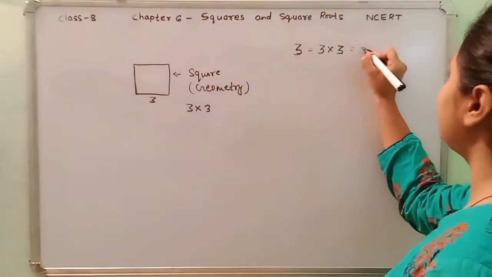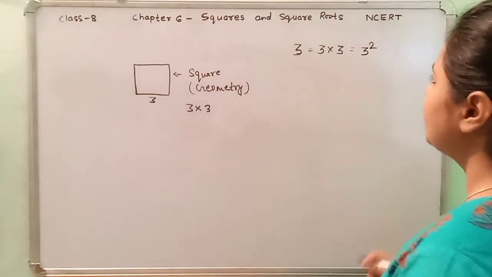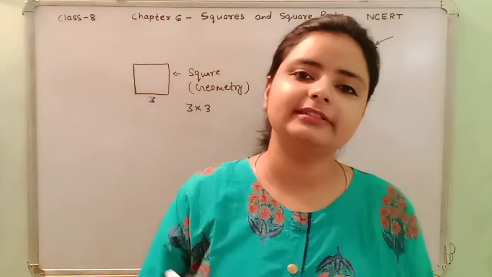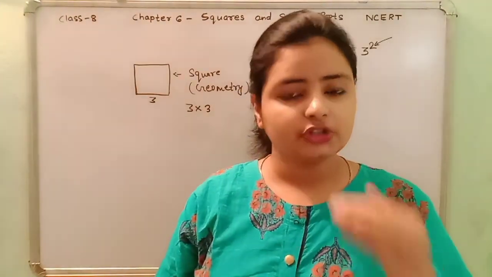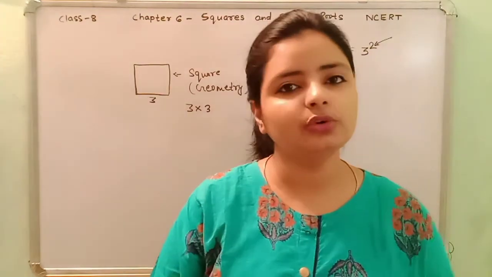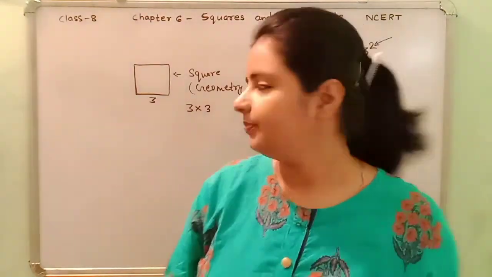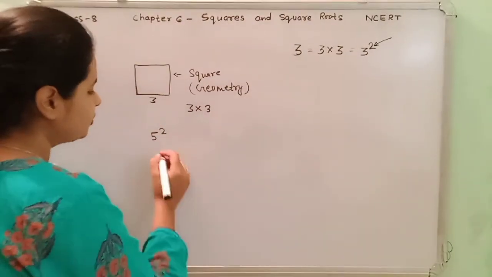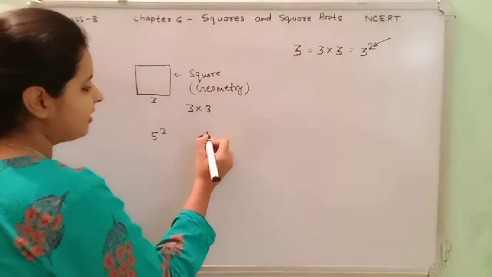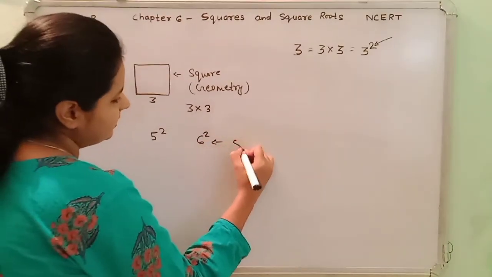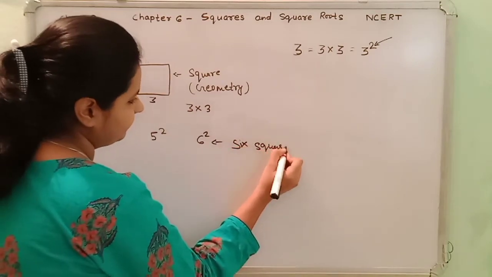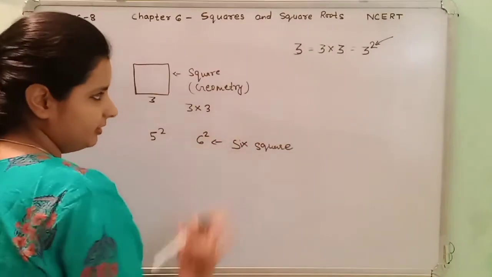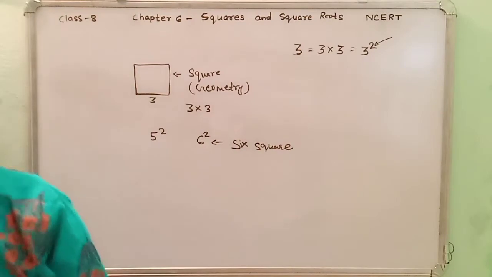And we can write it as 3 raised to the power 2. This is how we represent a square. Fine. How do we represent a square? We will put a power 2. Fine. If we write 2 in the power of any number, that means that number is squared. Suppose I am writing 5 squared, that means 5 square. We will read it as 5 square. Suppose I am writing 6 raised to the power 2, this will be called 6 square. Fine. 6 square means we represent the square like this in the power. Fine. So I think you understood what a square is.